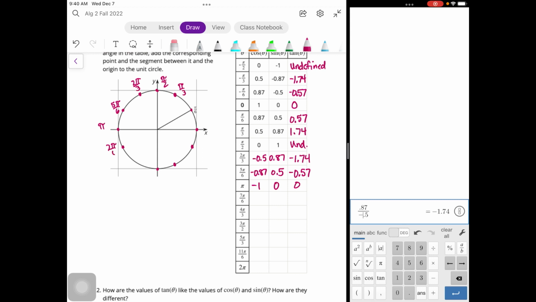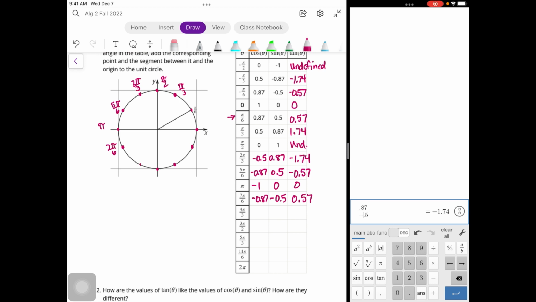Then 7 pi over 6 is going to be right about here. And again, that's going to be the same as pi over 6. But we're in the third quadrant, so everything is negative. So we have negative 0.87. And I'm just getting this from up here. I don't have to redo all of that work. And since they're both negative, a negative divided by a negative is a positive. So that tangent is positive. And we did talk about that previously.